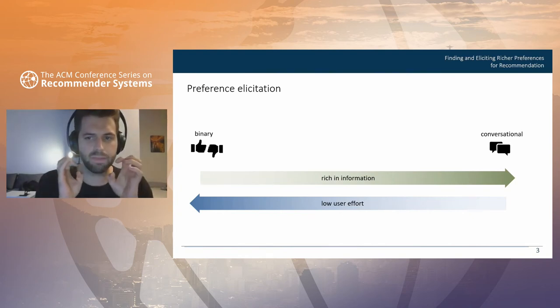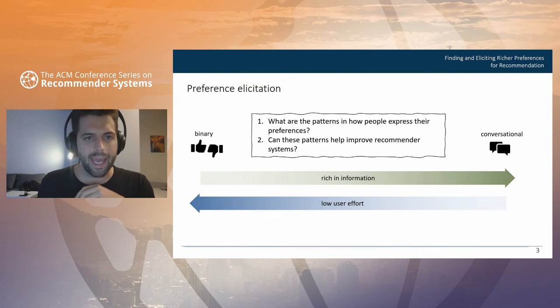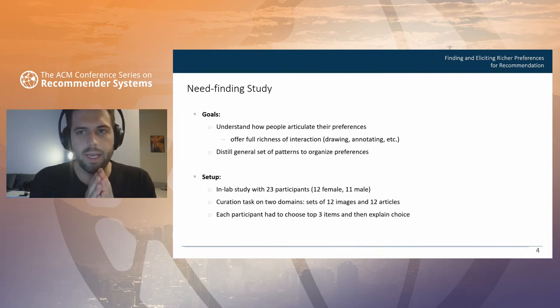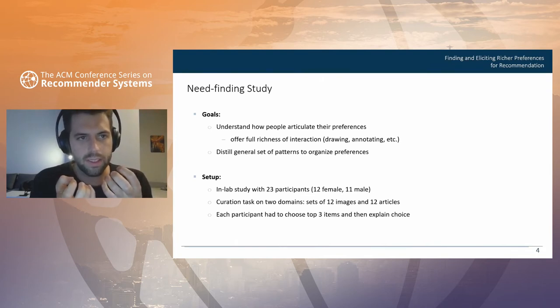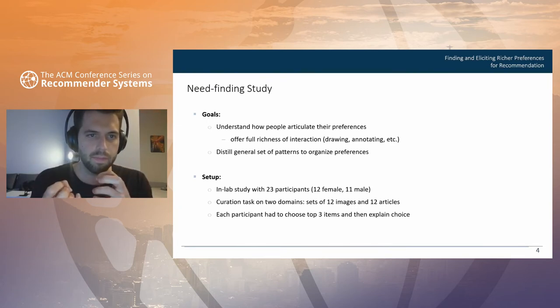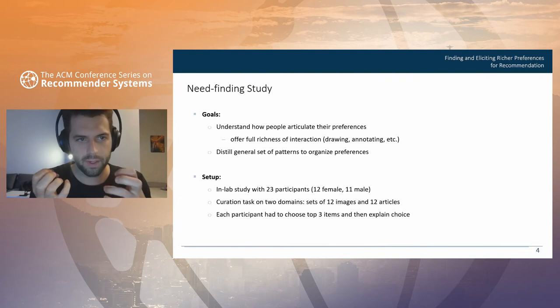So in this work, we explore this design space guided by two questions. First, what are the patterns in how people express their preferences? And second, can these patterns help improve recommender systems? And spoiler, the answer is yes, but we'll see how later. To answer the first question, we conducted a need-finding study where our goal was to understand how people articulate their preferences and to distill a general set of patterns to organize preferences.